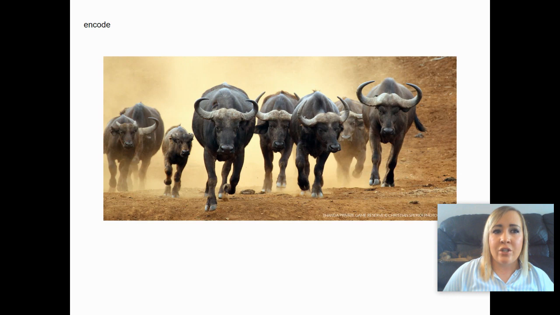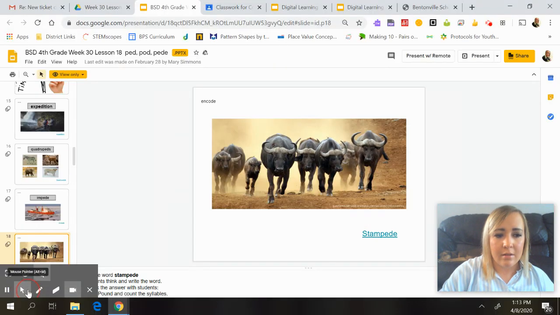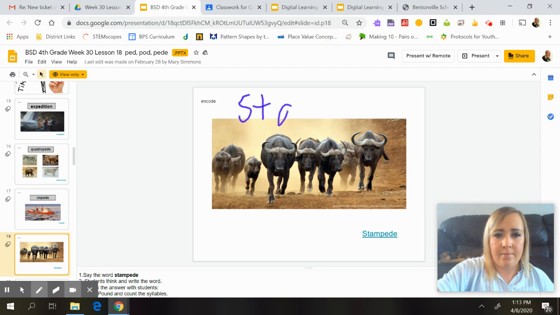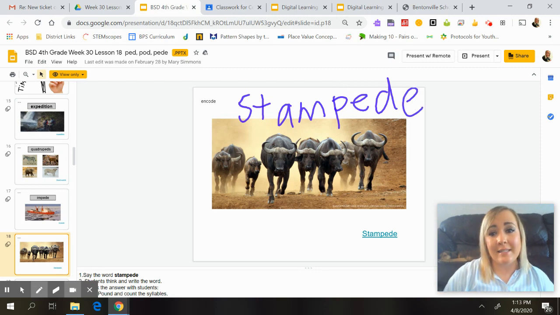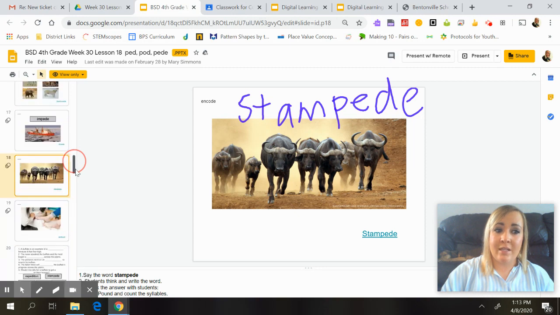So if we were trying to write this word stampede out, if you have a piece of notebook paper and you want to write it, we could say stampede. So our first part would be stam, and then you just learned the part pede. So our word would be stampede. So running, a bunch of animals running quickly on foot. It's kind of scary, but the most famous scene is in Lion King.